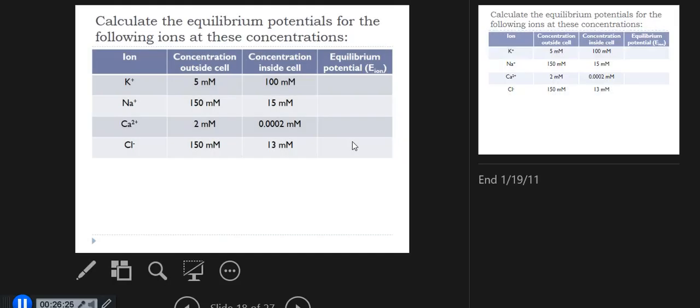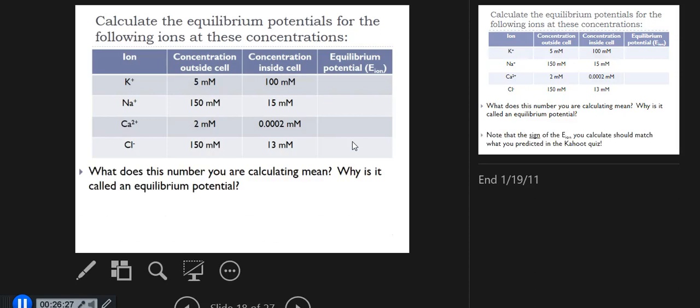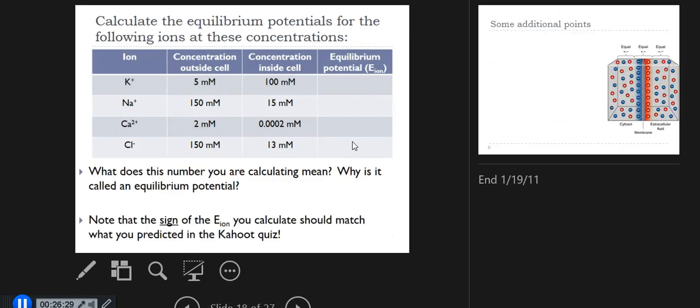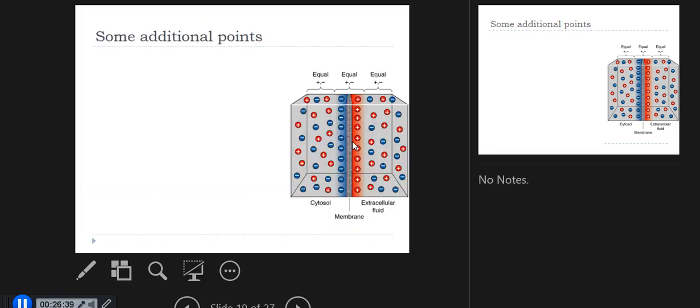I'll do more on that in a sec here. Okay. So I think we said these things. So I asked, what are you calculating? What does that mean? The sign of the equilibrium potential that we calculated should match what we predicted on the Kahoot quiz, and we talked about that as well.